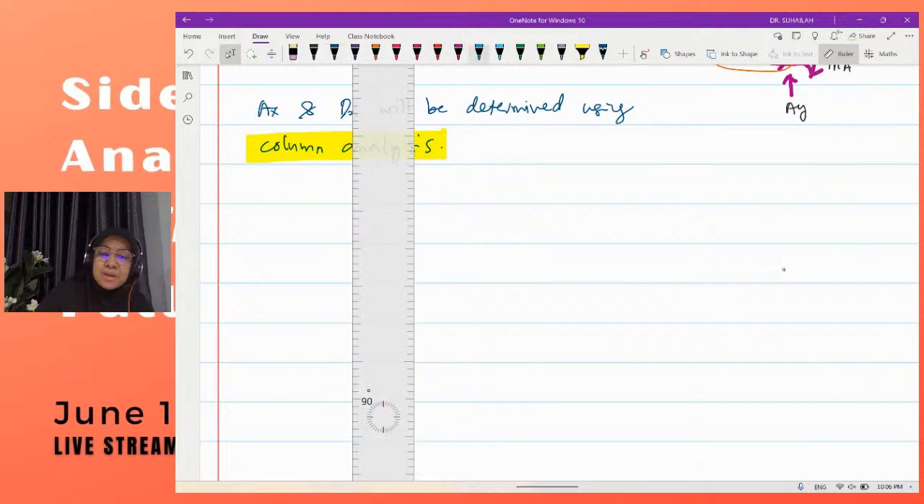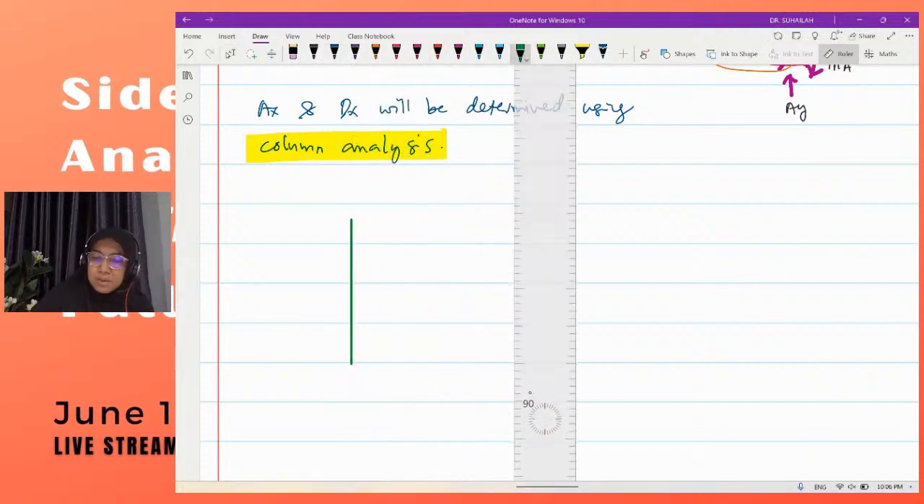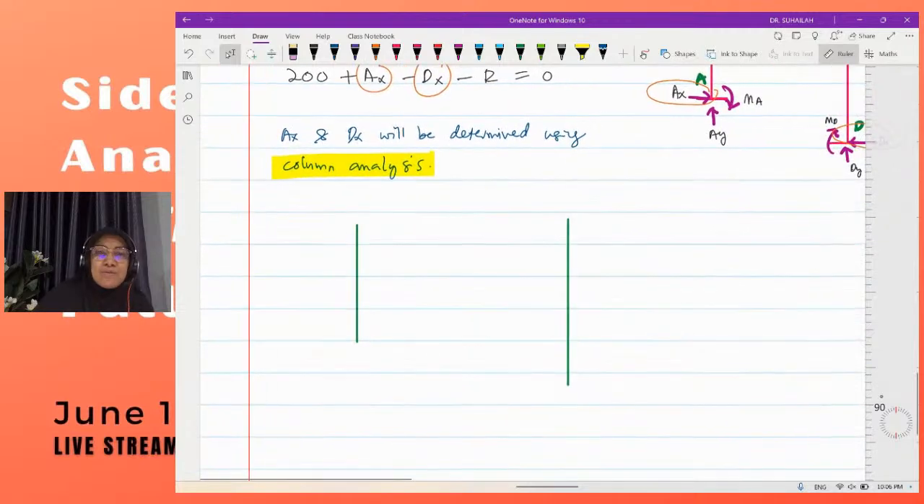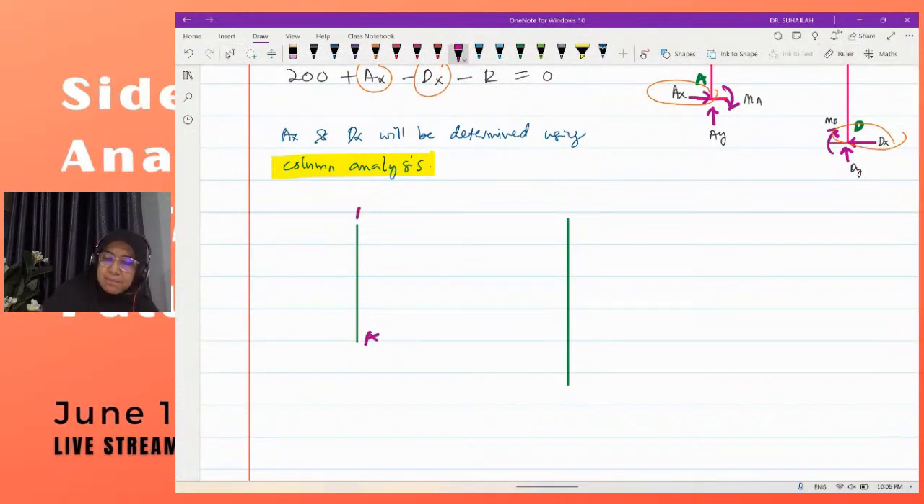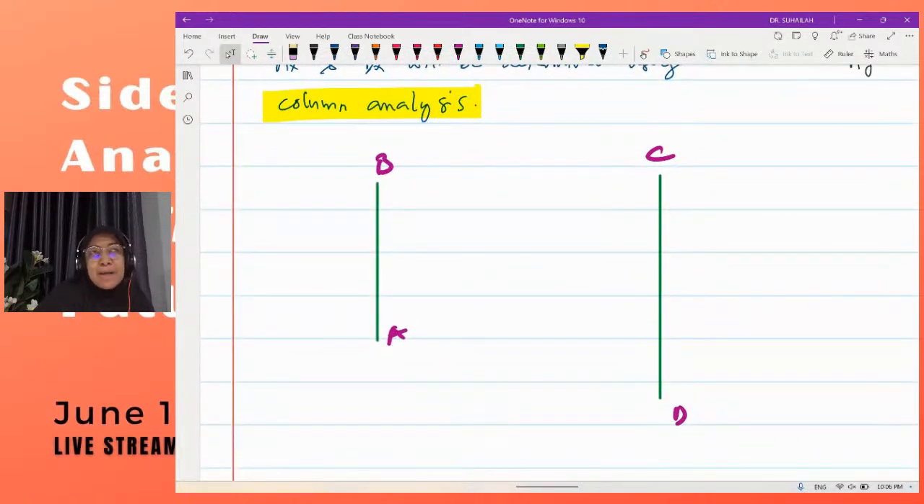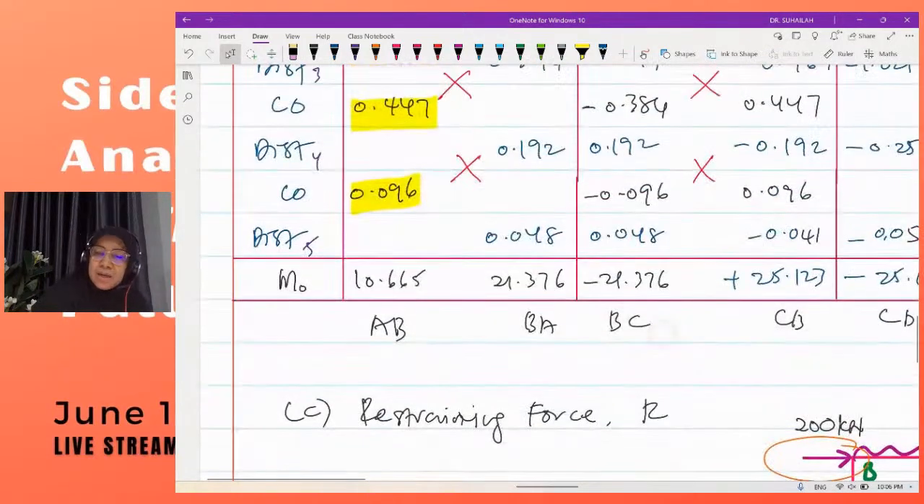So one for AB and another one for CD. This is A, B, C, D, columns only. Member AB has the end moments here, which we already calculated in the table. AB and BA, both positive.